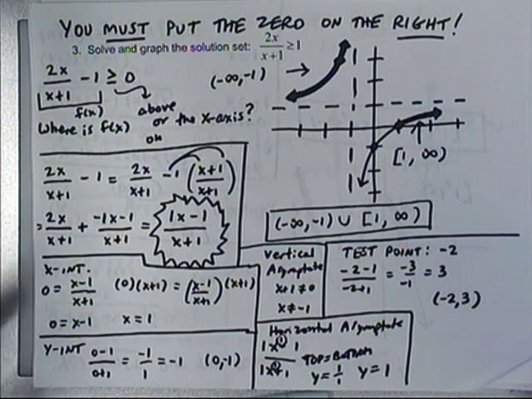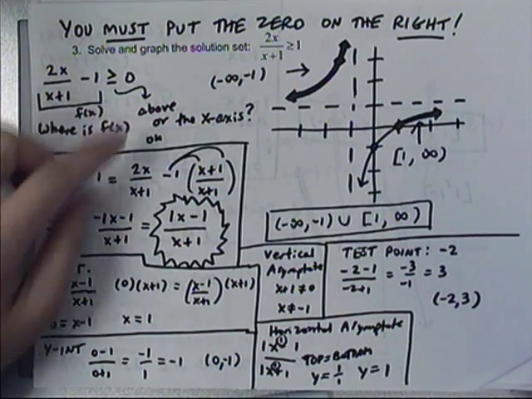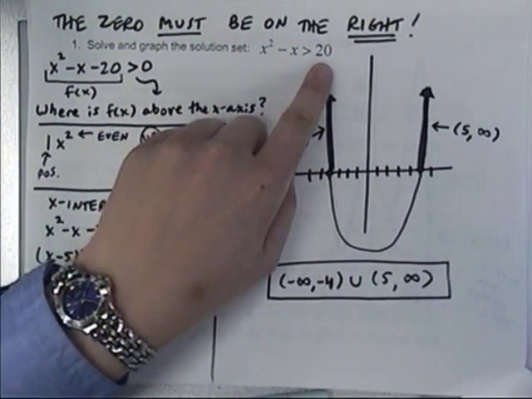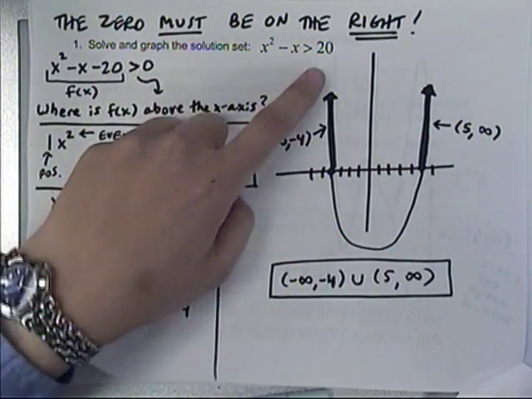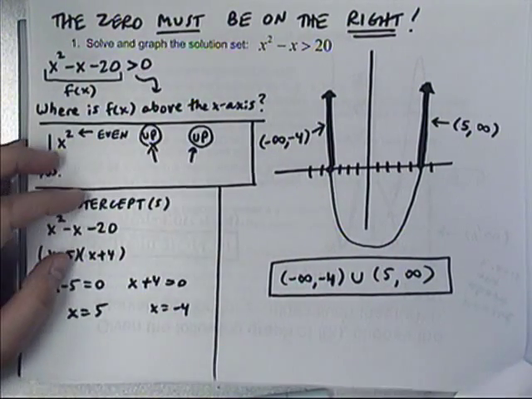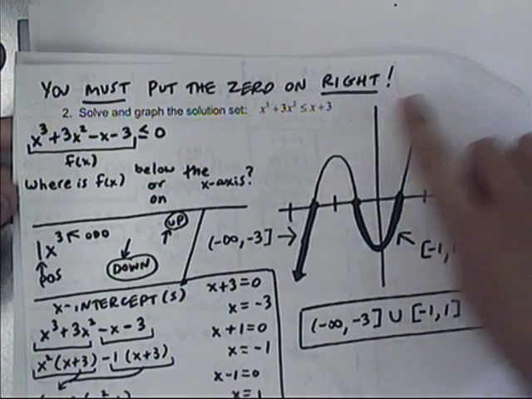Now, one of the things you might see on this notebook is I really tried to emphasize that the 0 has to be on the right. So with question number 2 and number 1, you can notice that that was the first step. That was the first thing I did, is I got all the other terms over to the left and I got the 0 on the right. The 0 must be on the right. As you can see, I've written that at the top of every page.